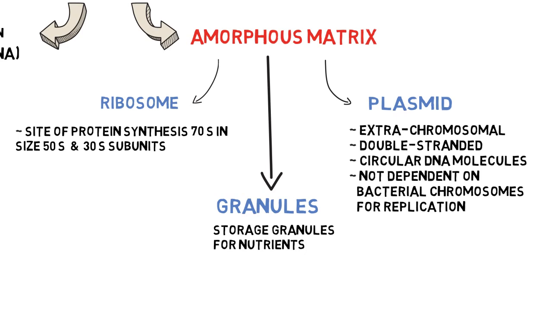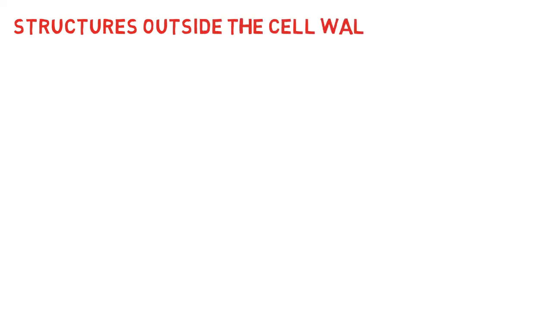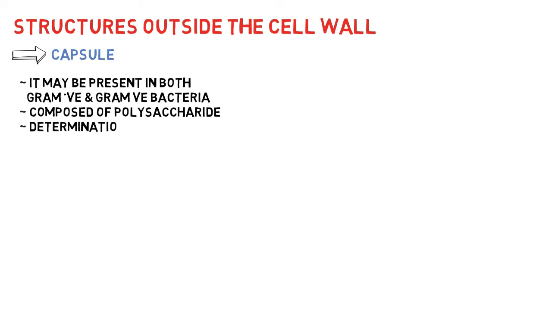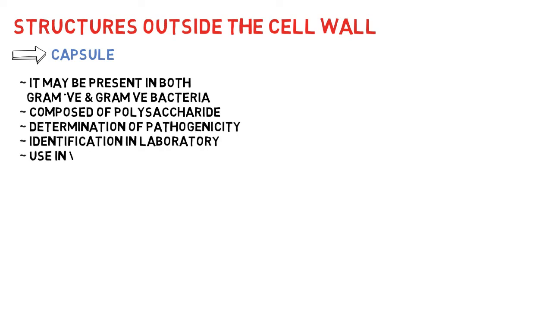So, we're done with the discussion of cell wall, cell membrane, and cytoplasm. Let's talk about the structures outside the cell wall. Capsule may be present in both gram-positive and gram-negative bacteria. It is composed of polysaccharides and covers the entire bacterium. It determines the pathogenicity of the organism, helps in identification of different bacteria, and is used in different vaccines.